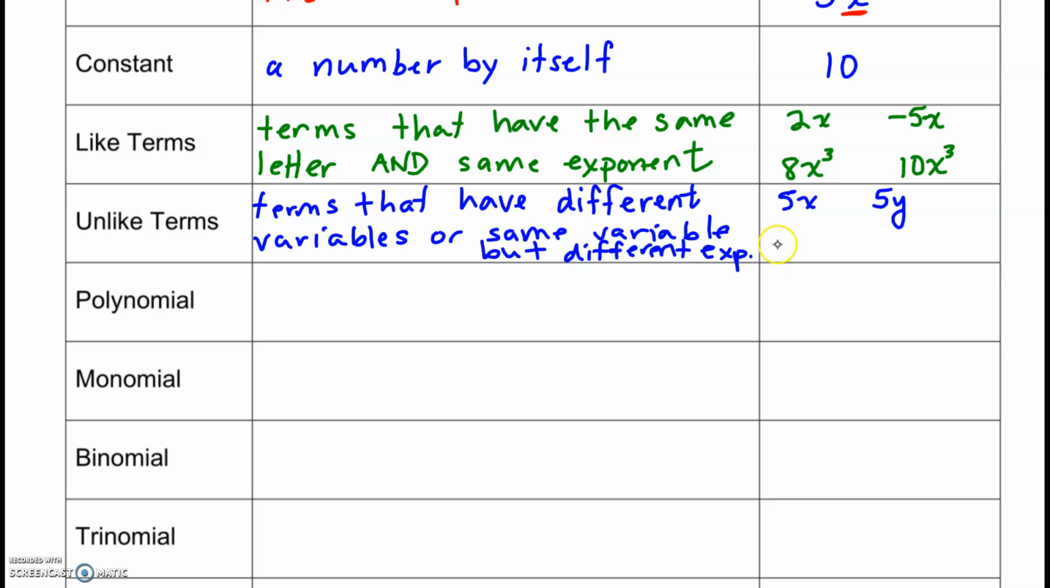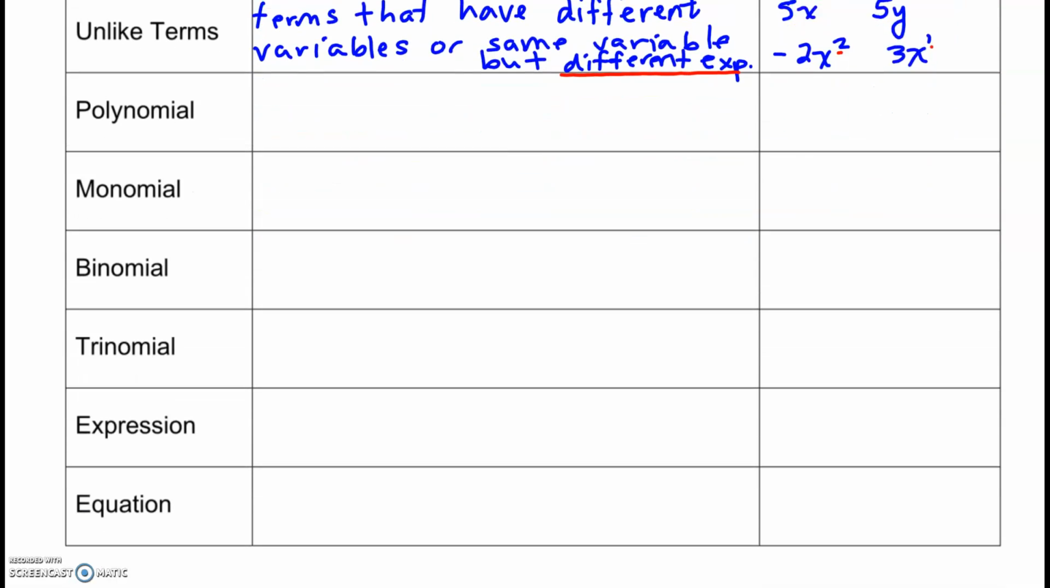But I could also have the same variable like this. So let's say I have 2x squared and 3x. I have the same letter, however, I have different exponents right here. This has a 2. This has, if nothing's there, we know it's a 1. So these are also unlike terms. So let's just review the definition above. Like terms have to have the same letter and same exponent on it. So if they have the same letter but different exponents, like we did down here with negative 2x squared and 3x to the 1, they are unlike terms. All right, let's go in our next set of definitions here.